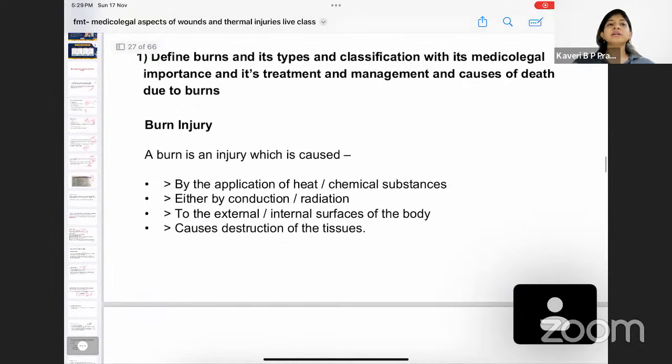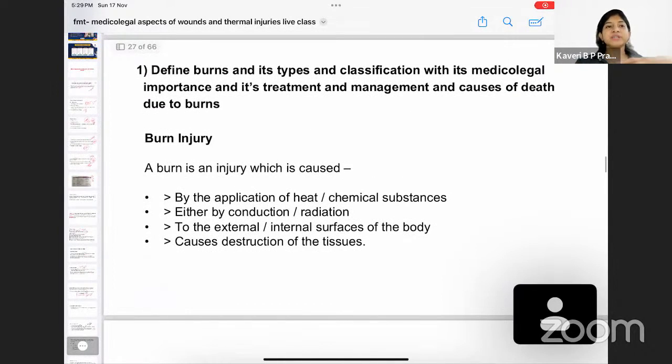Now, coming to the chapter of thermal injuries, the number one question we'll be looking into is medico-legal importance and its treatment and management and causes of death due to burns. Now, firstly, coming to burn injury, what do you understand by burn injury?